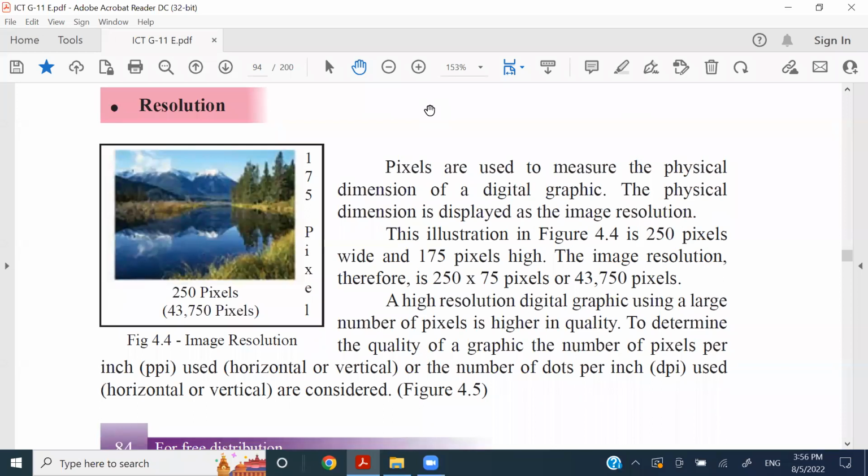Okay. Before I come to the graphic size and compression, let's write about the colors and the resolution, right? Have the heading resolution. Yeah, you have to write it like this: physical dimension of a digital graphic is displayed as the image resolution. That is going to be your first line, these two lines together.